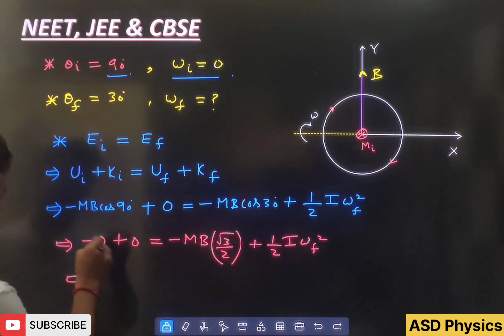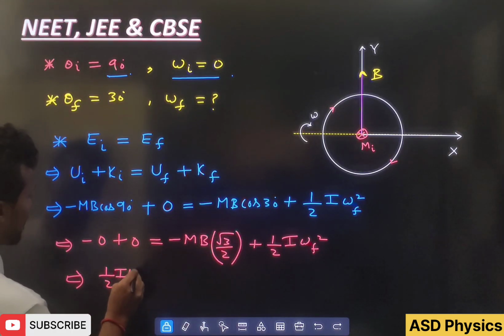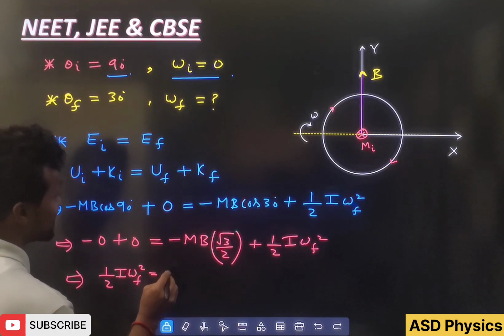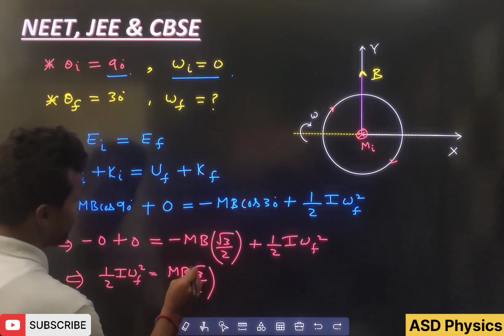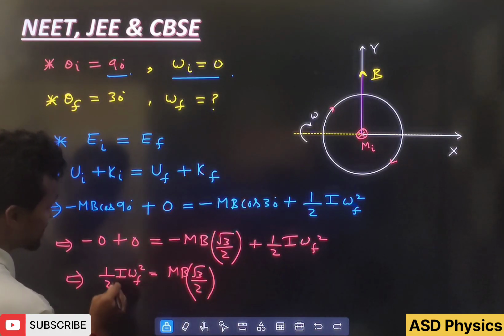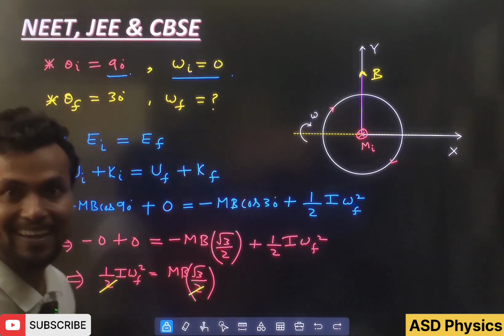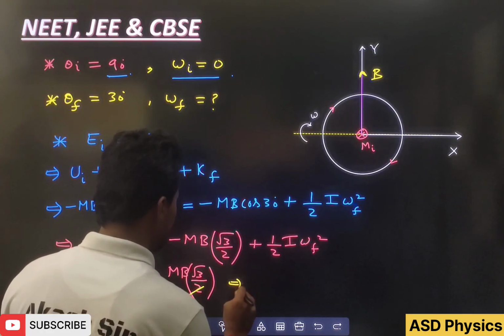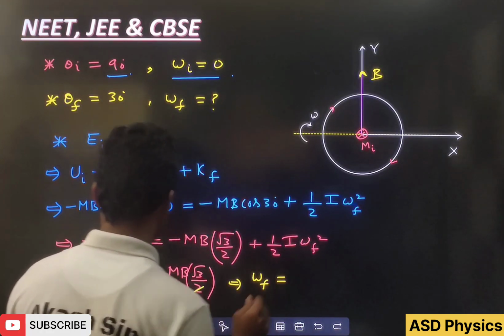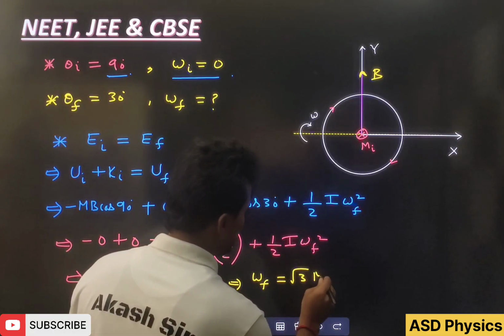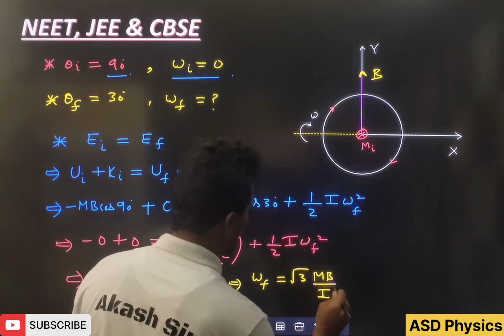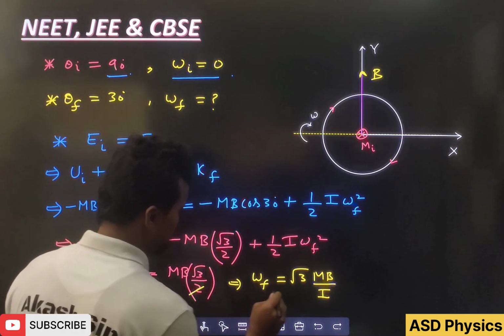Anyhow, the left side is not having any meaning, this will come to this side, so I can write here, see, half I omega f square is equal to, can you see, MB root 3 by 2. Is it? Now what things will cancel out? See, this 2 and this 2 are cancelled out. That means here you can see very well, this omega f is going to be root 3 MB by I. Root 3 MB by I, and again we have to put one more square root over it.